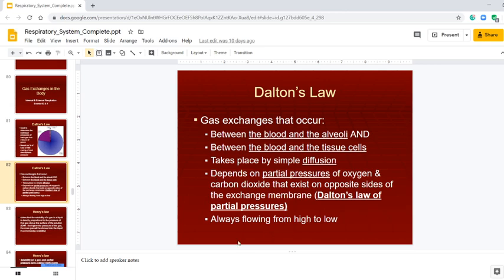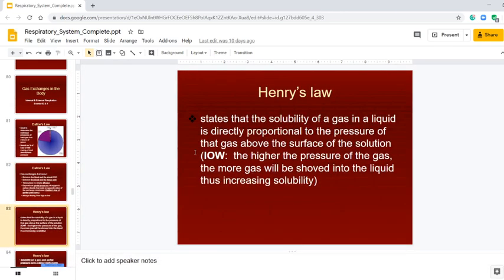So let's see. Henry's law. Henry's law states that the solubility of a gas in a liquid, how readily a gas dissolves in a liquid, is directly proportional to the pressure of that gas above the surface of the solution. So the higher the pressure of the gas, the more gas that will be shoved into the liquid, thus increasing the solubility.